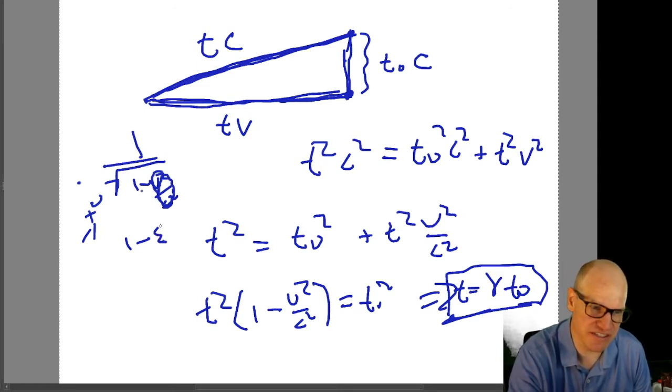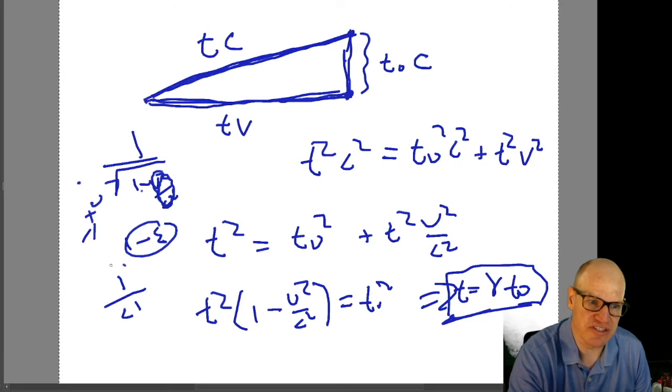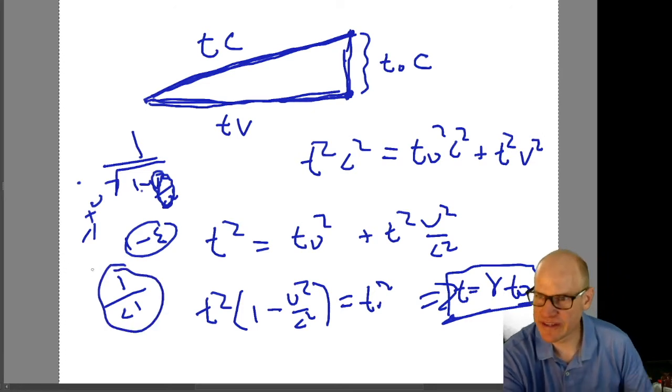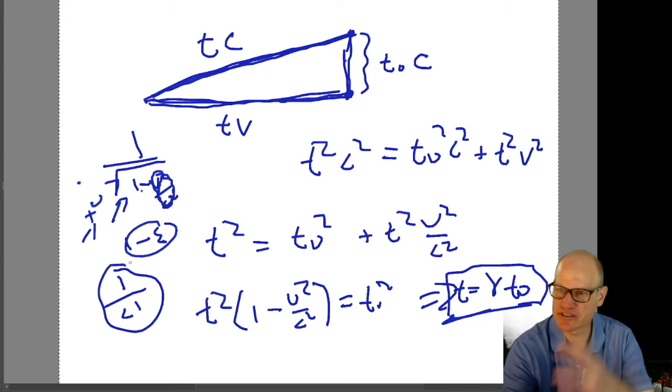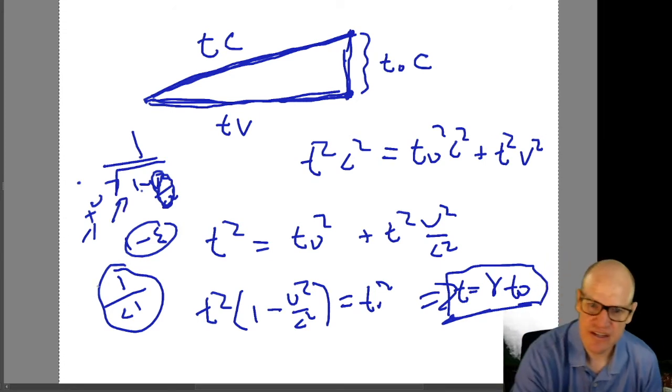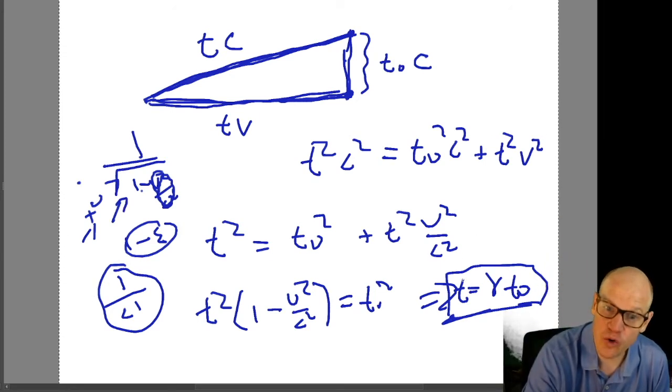So I have 1 minus this thing, which is less than 1. I have a 1 over a number less than 1, which means that this ratio is always a number bigger than 1. I have a number smaller than 1 in the denominator, which means that the total fraction is always bigger than 1. So that means what? That the time only gets longer.